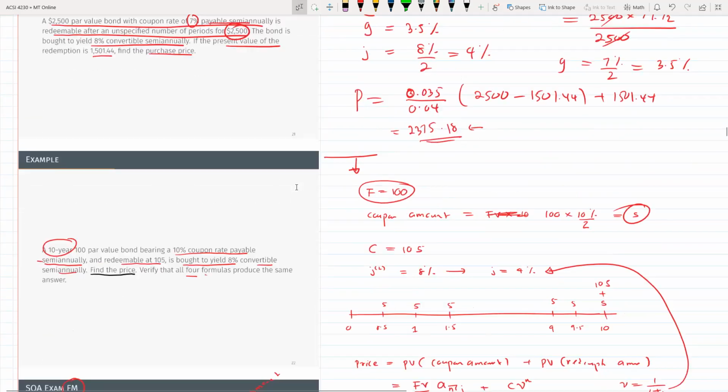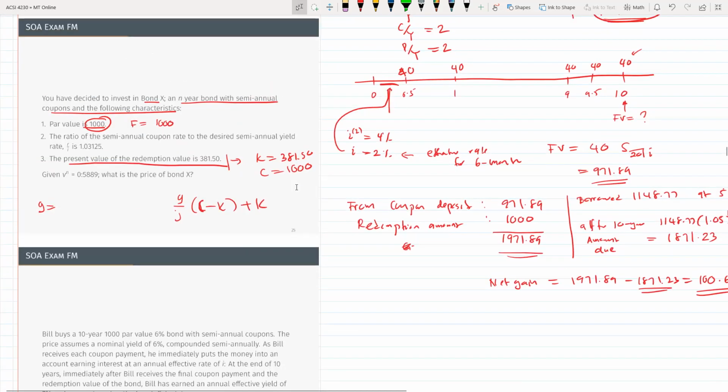Let me come back to the problem again. So G is FR divided by C, but face value and redemption amount are the same because of par value. So these two are the same. G is basically R. Because of that, G divided by J is the same as R divided by J, which is given here. We use J, but they use I, but it's the same. So this quantity is the same as R over I. So we have everything to calculate the price.